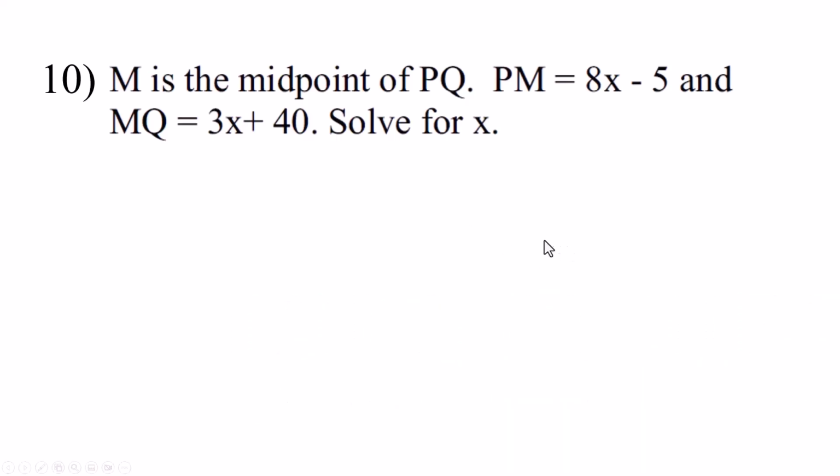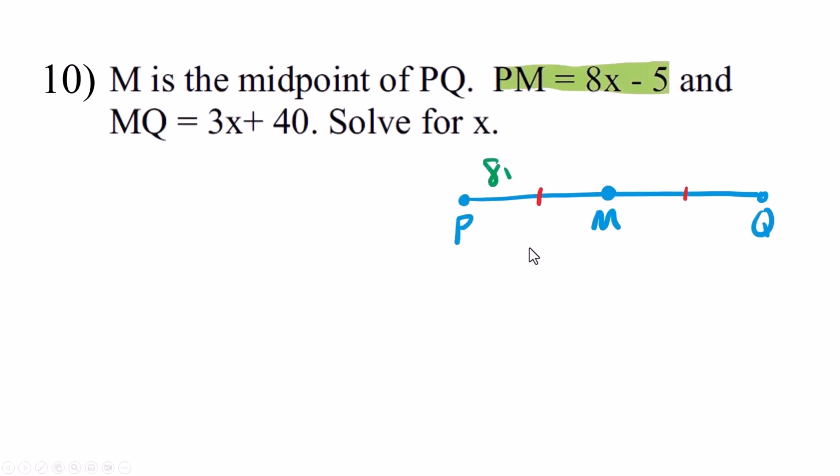All right, so here's what we got going here. M is the midpoint of PQ. So here's M. It's in the middle of some segment that starts at P and ends at Q. It means that these two halves are equal to each other. PM is 8x minus 5. I'm going to put that right here. MQ is 3x plus 40, and I'm going to put that right here. And that's all you know.